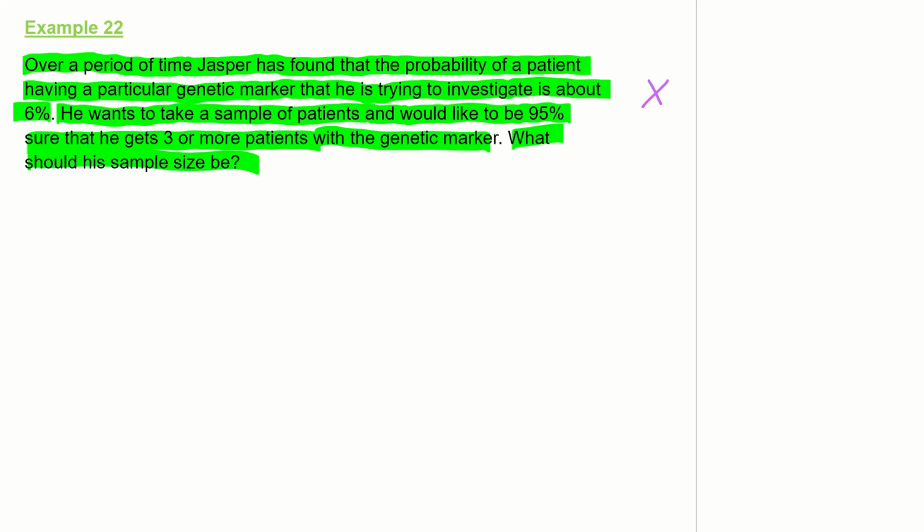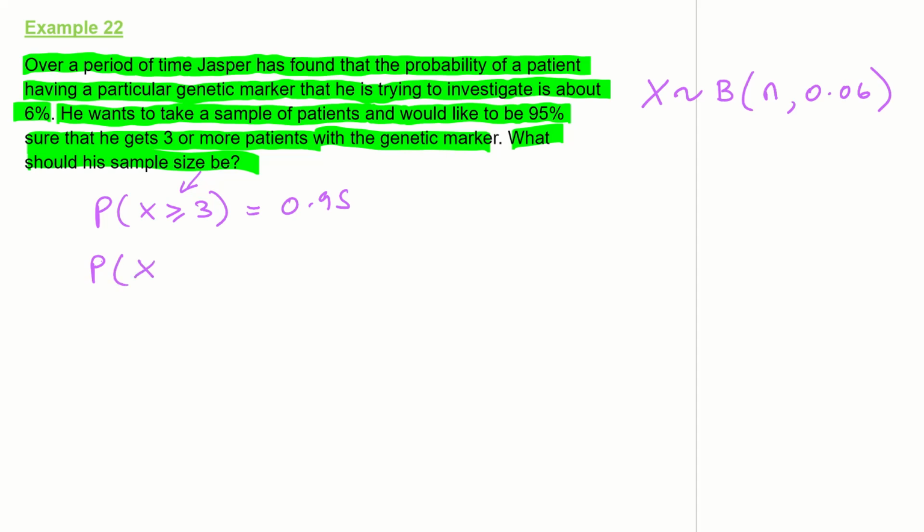So here we have an X following a binomial where we don't know the number of trials. We know the probability of success is about 0.06. And we want the probability of X being more than or equal to 3 to be equal to 0.95. It's easier to think of this as the probability of X being less than or equal to 2 as being 0.05, because we know this goes from 3 to n, but we don't know what n is.